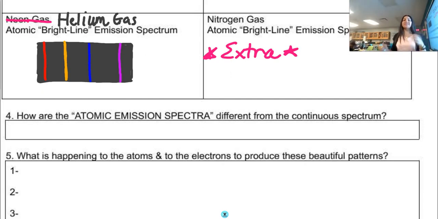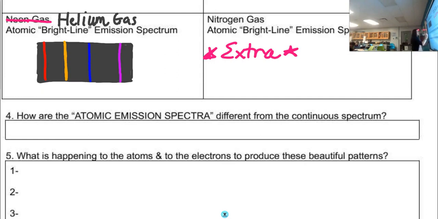So how are the atomic emission, and by the way, they are called either atomic emission spectra or a spectrum, one spectrum. How are they different from a continuous spectrum? What would you say was different about them? With the continuous, we saw every single color of the rainbow. Now we're only seeing specific patterns.